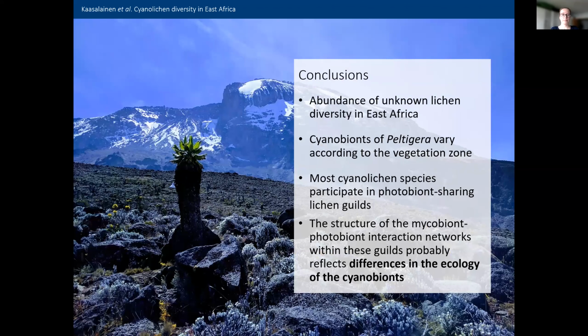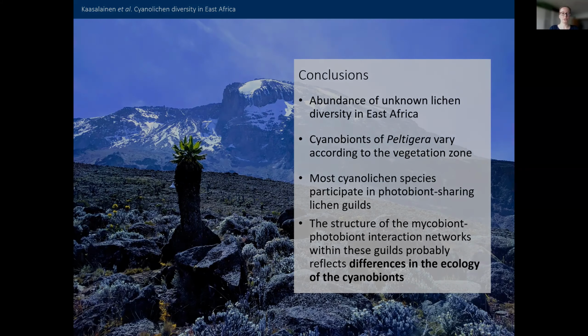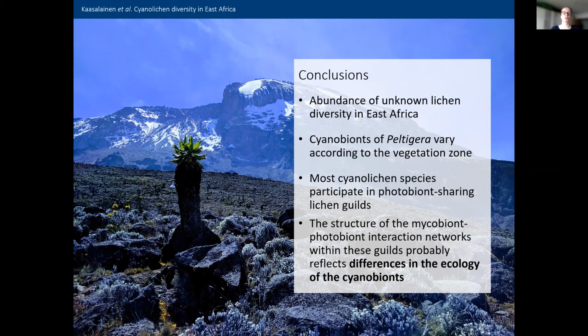So to conclude, there is an abundance of unknown lichen diversity in East Africa. Then the cyanobionts of Peltigera in Mount Kilimanjaro at least vary according to the vegetation zone, and they also correlate quite strongly with many environmental variables like temperature, precipitation, and vegetation cover that we have measured. Then most cyanolichen species participate in photobiont sharing lichen guilds, and the structure of the mycobiont-photobiont interaction networks within these guilds probably reflects differences in the ecology of the cyanobionts.